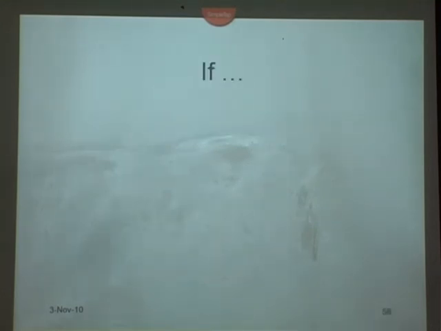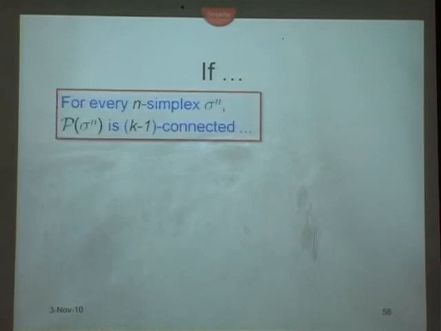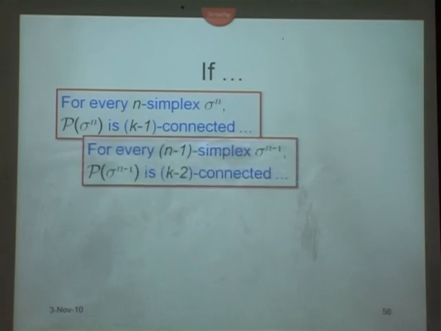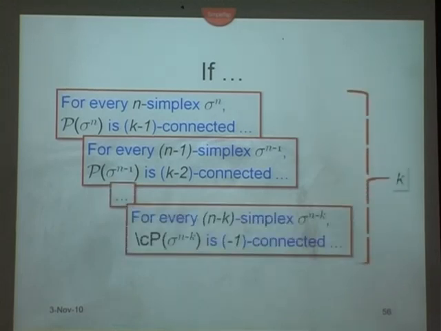Okay, so here is the big theorem for k-set agreement. It says if we start out with every n-simplex, the protocol complex, when there are no failures, is k minus 1 connected. If there's one failure, the protocol complex is k minus 2 connected. And then when we go down, when we get to n minus k simplexes after k failures, we want that the protocol complex is minus 1 connected.